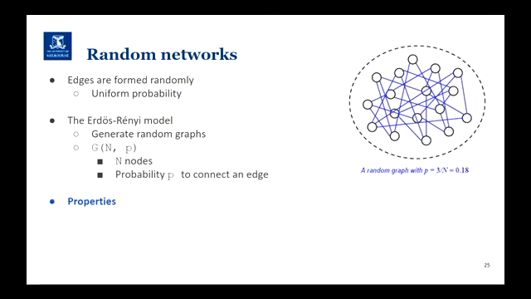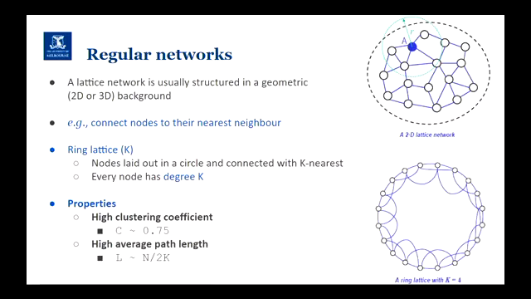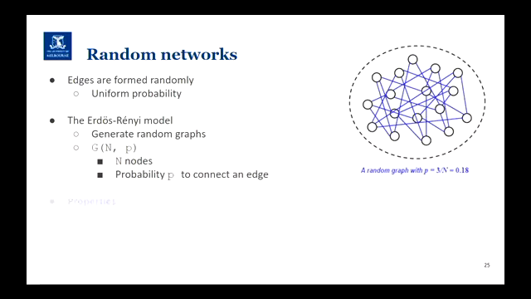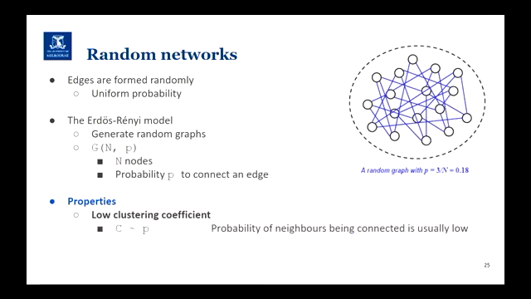And what would be the properties of this network? Would this network have a high clustering coefficient or a low clustering coefficient, a high average path length or a low average path length? If you recall from the lattice, a regular network, it's high clustering coefficient, high average path length. Information takes a while to go from one side to the other, but it's very well connected, at least the neighborhood. In this case, for random networks, on the other hand, we have a low clustering coefficient.